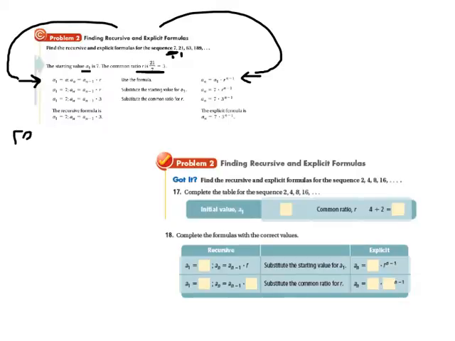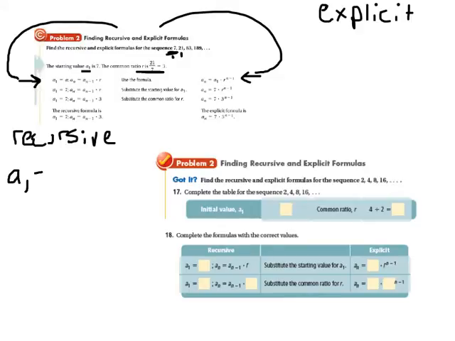I'm going to put the recursive over here, and we'll do the explicit over here. Alright, so the recursive formula requires that we say where we start. So we're always going to say what a sub 1 equals, and then we'll follow that with a semicolon and go ahead with the a sub n. I don't really have room to write the whole thing right here. I'm going to write it down here.